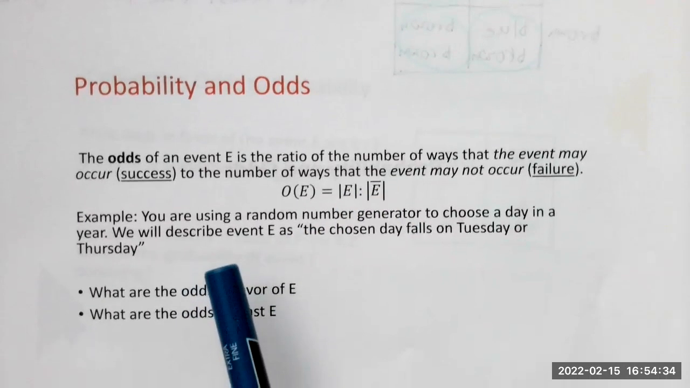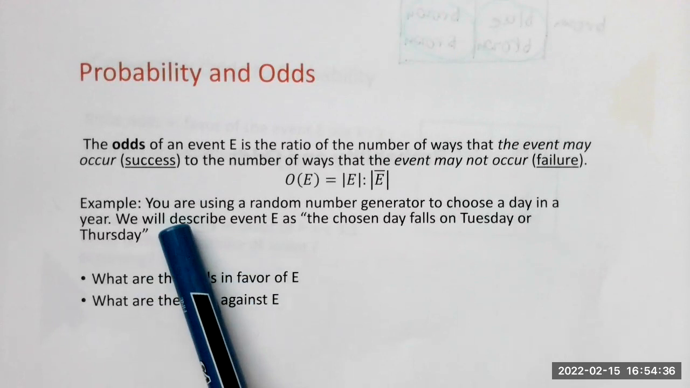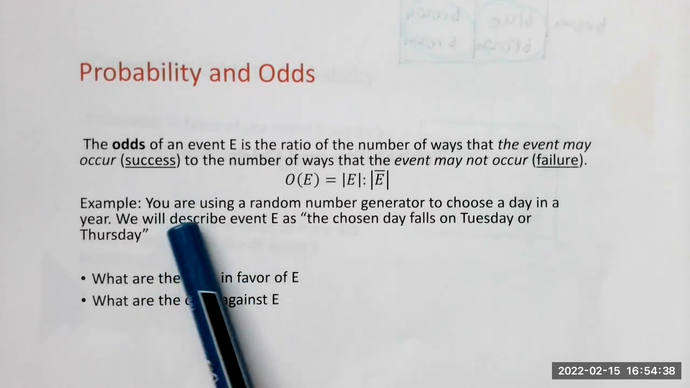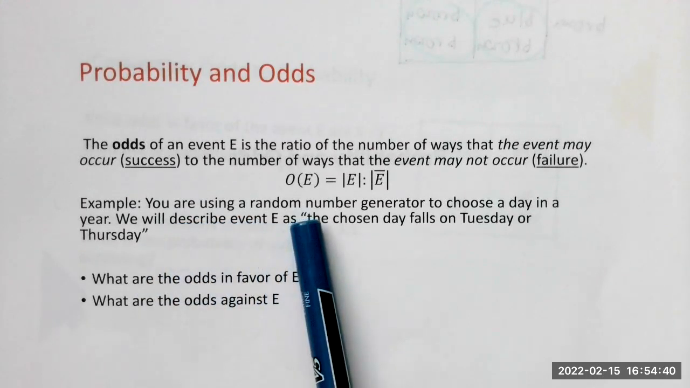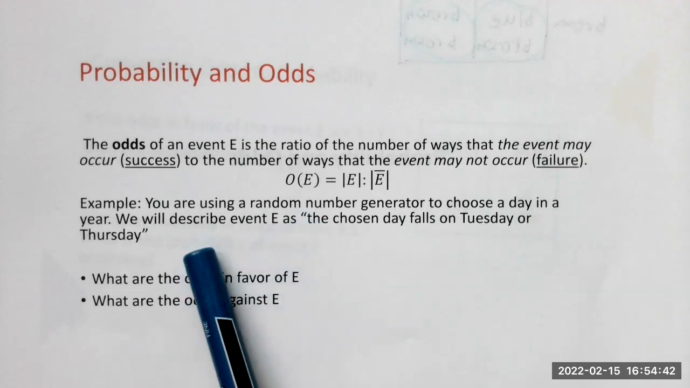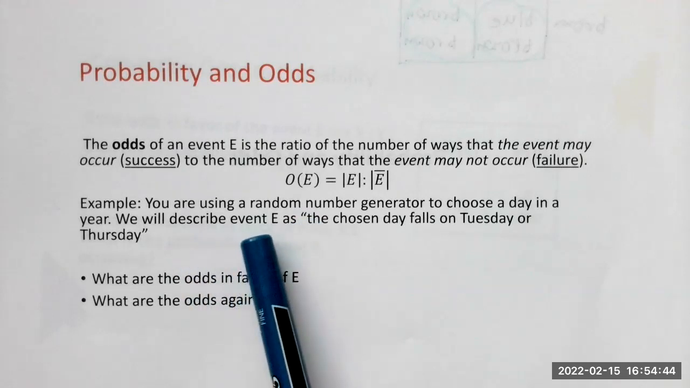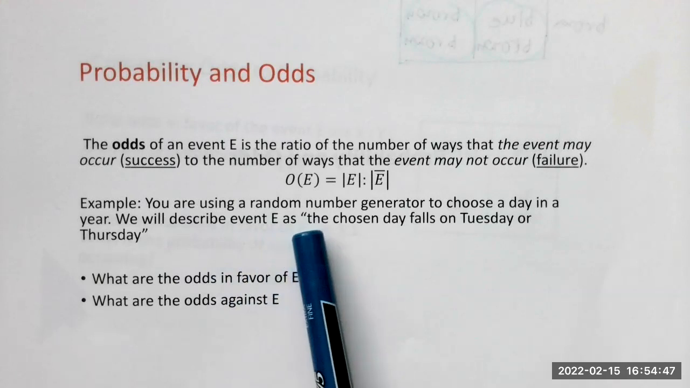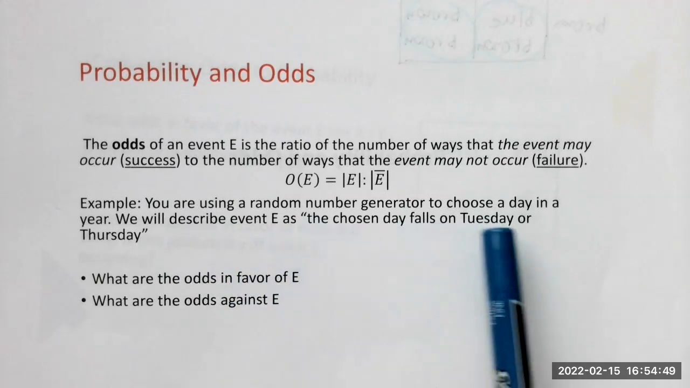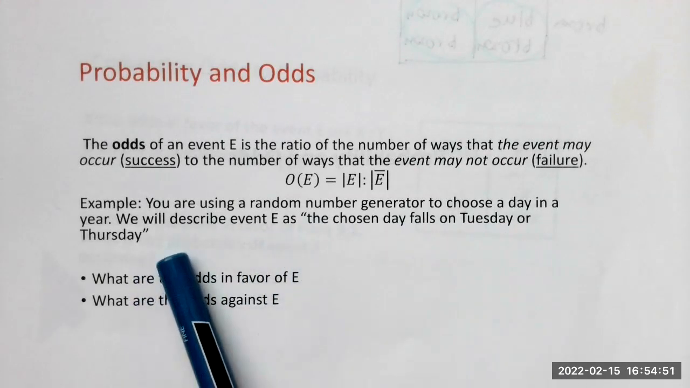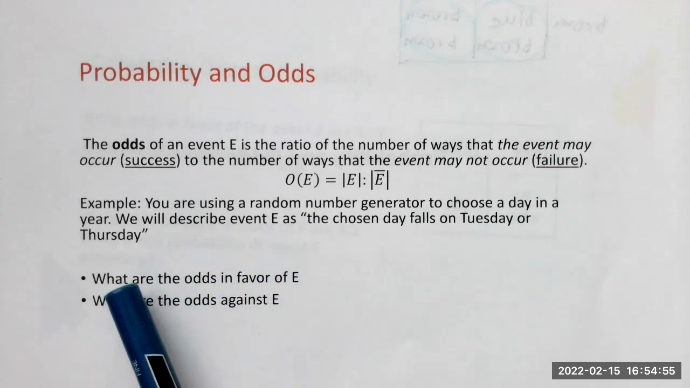So let's take a look at one example. It says you're using a random number generator to choose a day in a year. We will describe event E as the chosen day falls on Tuesday or Thursday. So what are the odds in favor of E?